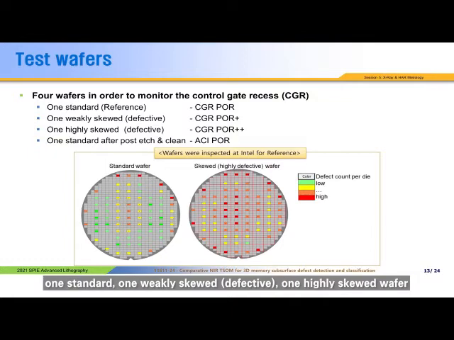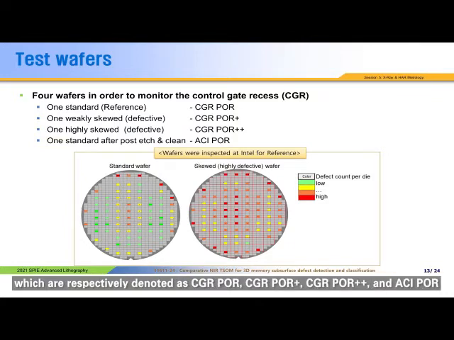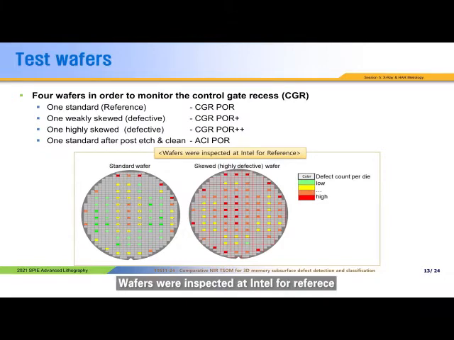1 standard, 1 weakly squid, 1 highly squid, and 1 standard wafer after post-etch and clean, which were respectively denoted as CGL-POL, CGL-POL+, CGL-POL++, and ACI-POL. Wafers were inspected at Intel for reference, showing that defects are populated at center and edge areas.